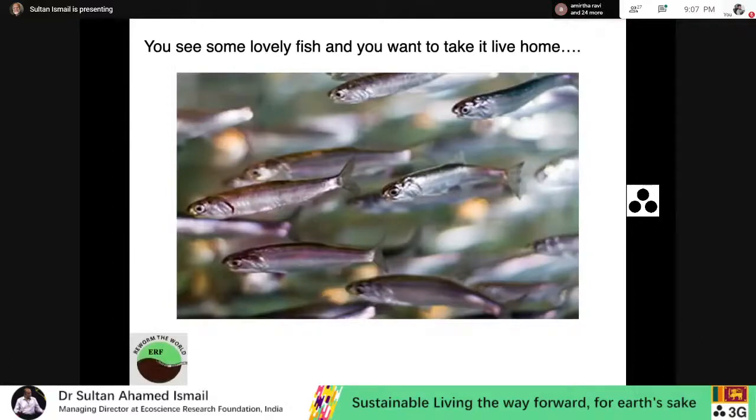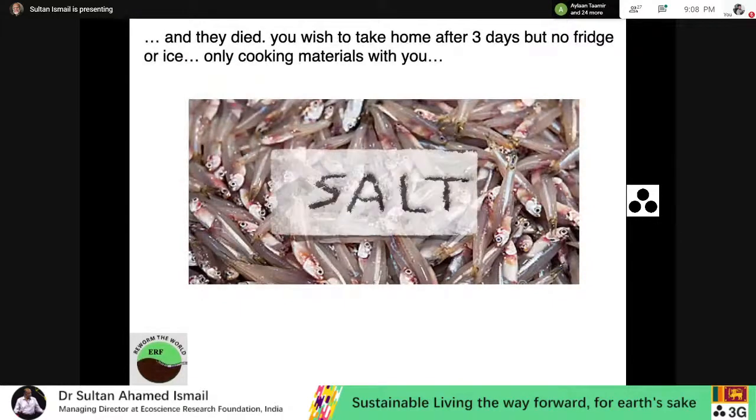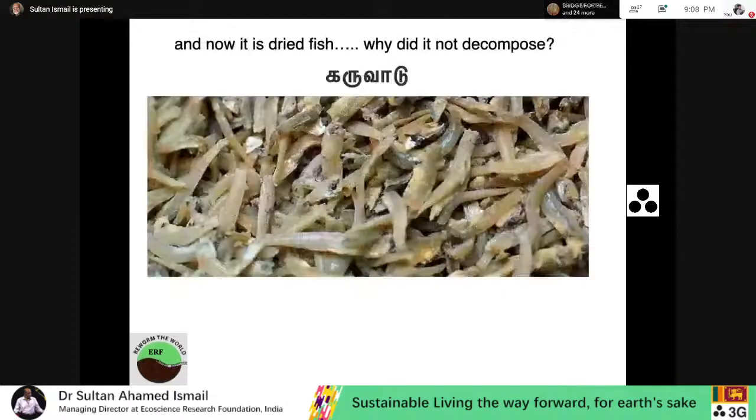Why I'm talking all this is, supposing you are going on a picnic and you take the fish, and you want to keep this fish to take it home after 2-3 days. You don't have a refrigerator. You don't have ice with you. But the fish is dead. So what will you do? You add salt. If you add salt, microorganisms don't multiply, and this fish becomes dry fish.